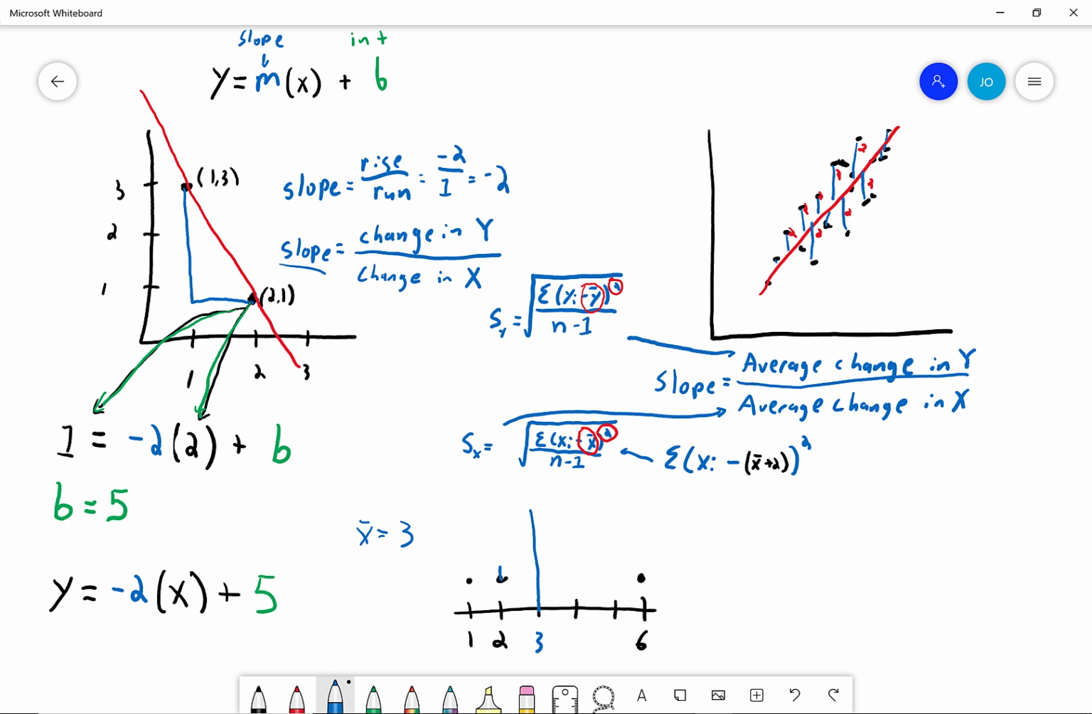And then what we do is we say, okay, how far is each observation from the mean? If we were to do this out, we'd do 1 minus 3, we'd square that distance. 2 minus 3, we'd square this distance. And then 6 minus 3, we square this distance. If we were to sum all these up, we get 14. Why is that important? Well, let's just kind of see what's going on here.